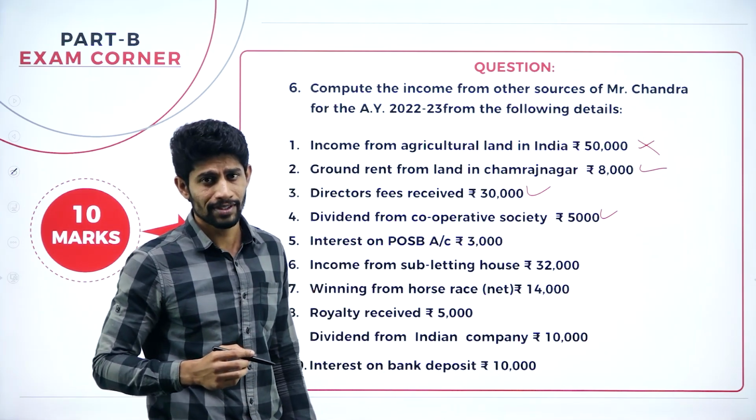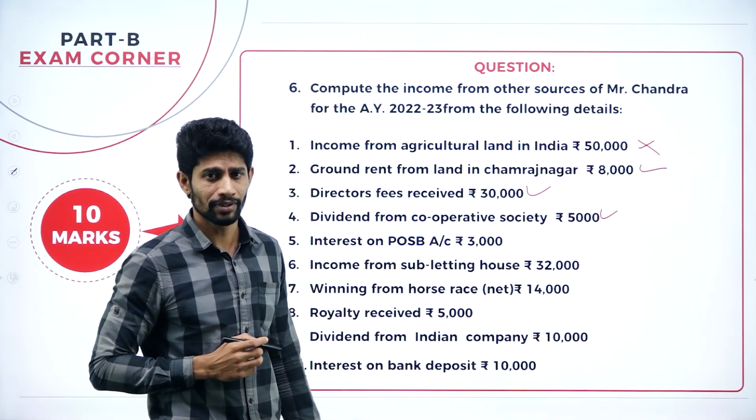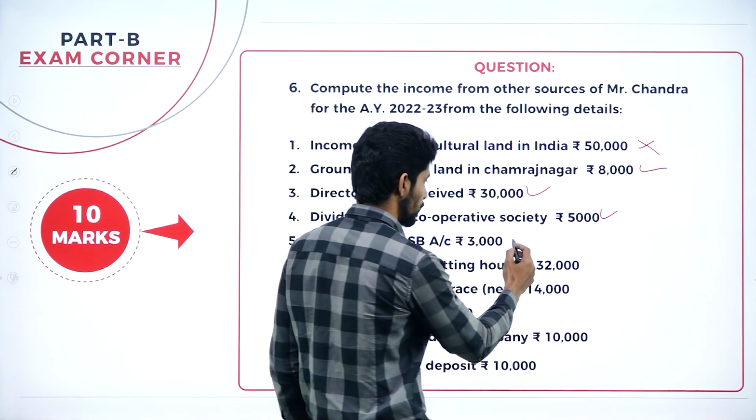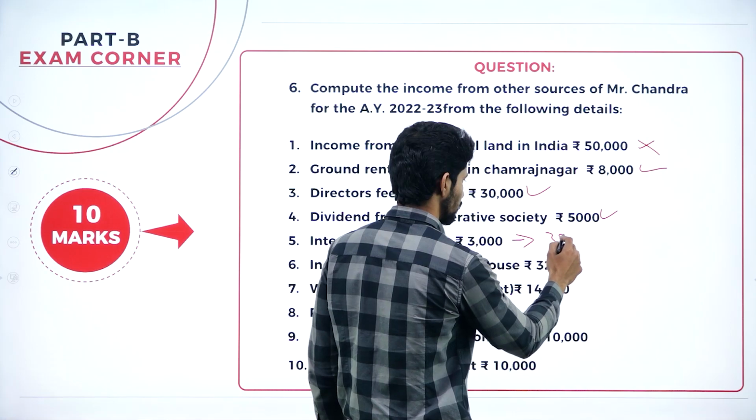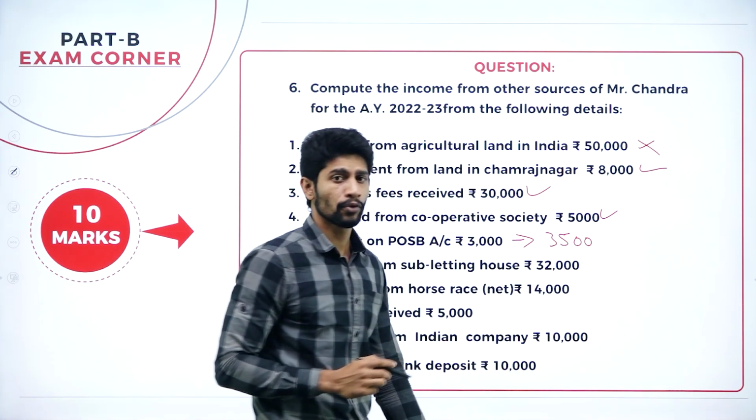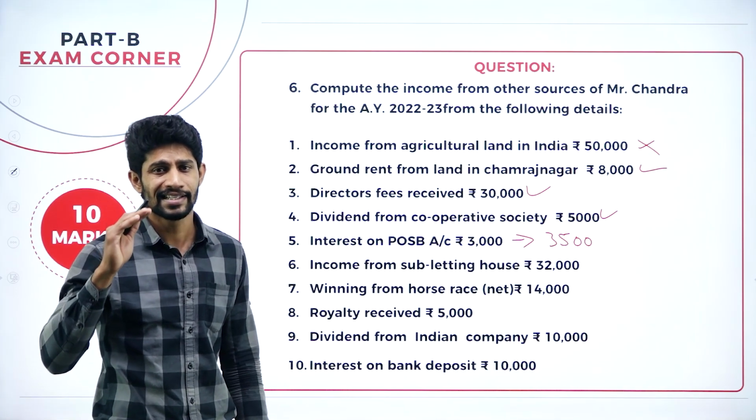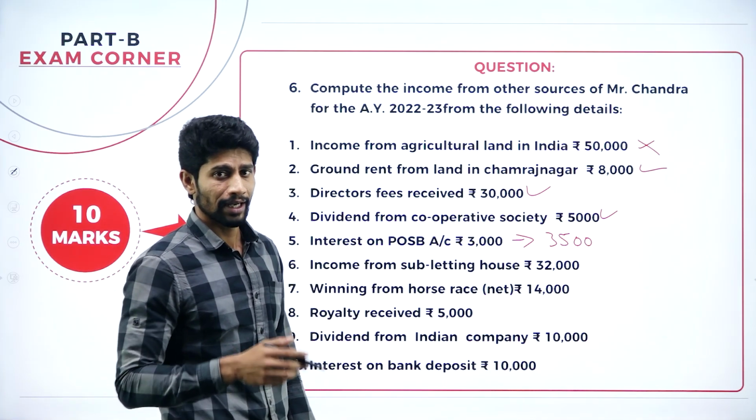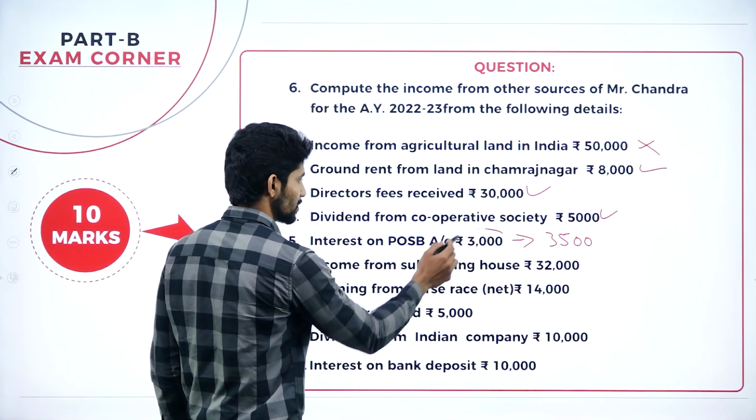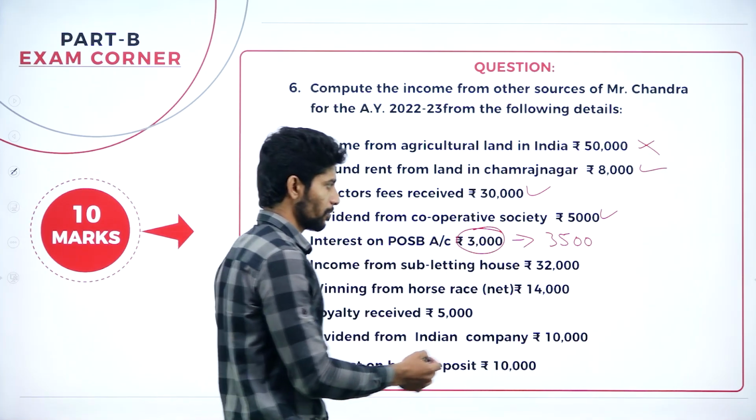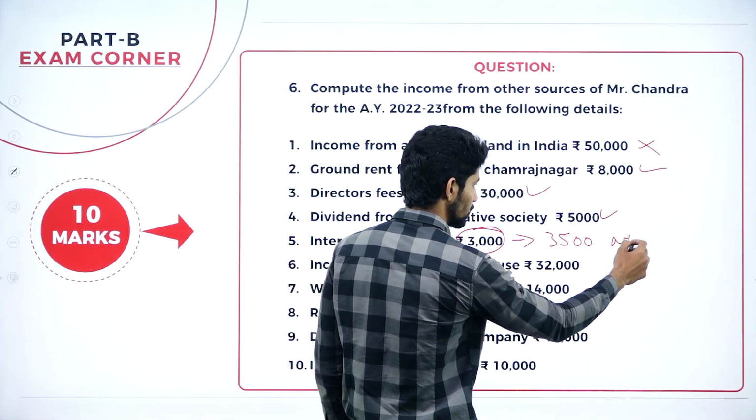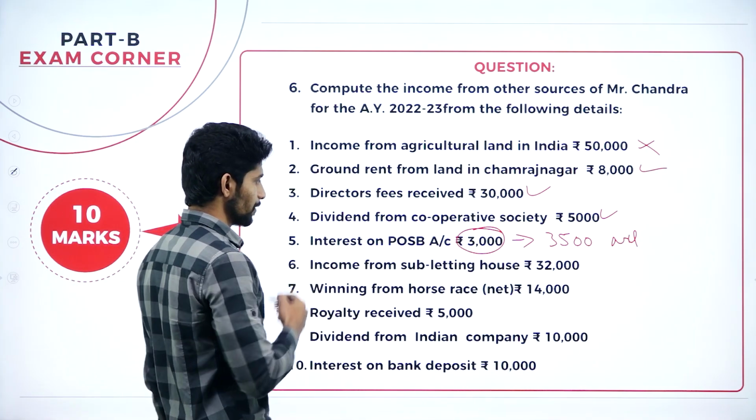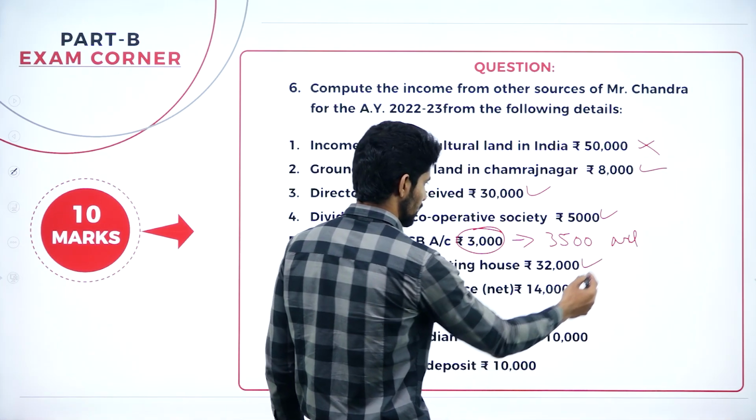Interest on post office savings bank account. Here he is receiving 3,000, but what is the exemption limit for post office savings bank account? It is 3,500. So interest on post office savings bank account is exempted up to 3,500. The excess amount received is taxable. But here he is receiving less than the exemption limit, so this amount will come to nil in the outer column while you are computing the answer. Next, income from subletting of house, yes, taxable.